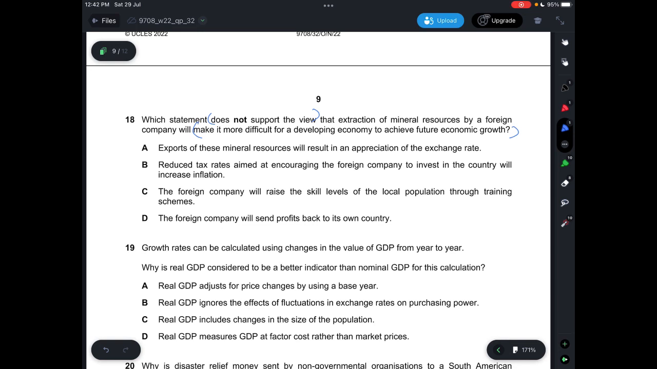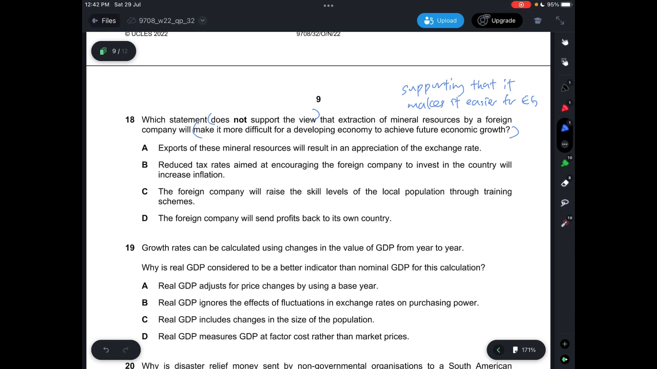So this means that the statement we want is one that supports the view that it's making it easier for the developing economy to achieve future economic growth. So this sentence basically means that it is supporting that it makes it easier for economic growth. So A, it says exports of these mineral resources will result in the appreciation of the exchange rate.